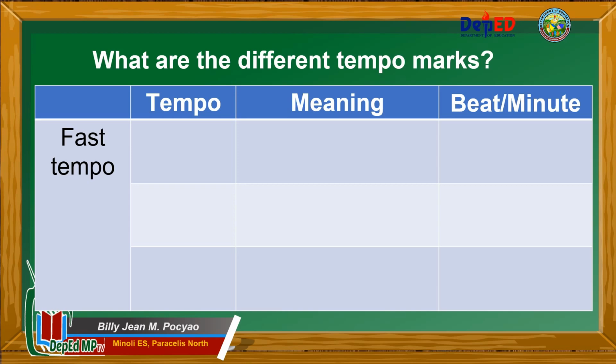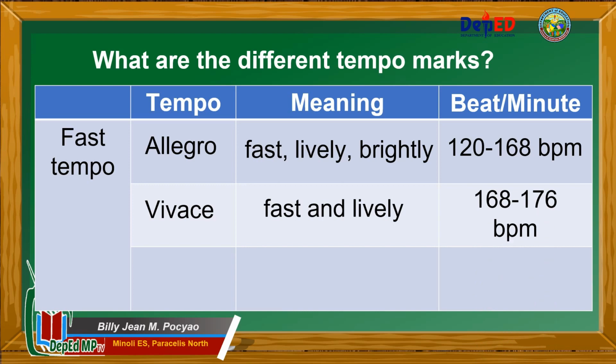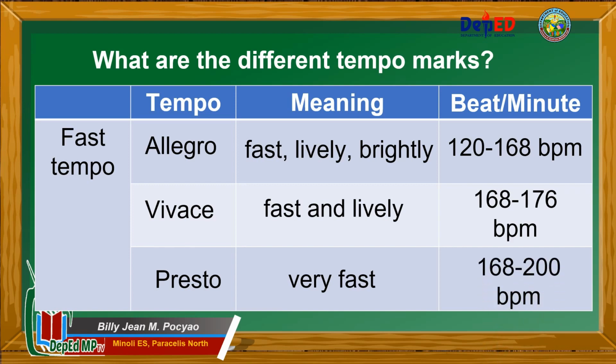We have here the fast tempo like allegro. Allegro is fast, lively, and brightly. It ranges from 120 to 168 beats per minute. Another one is vivace. Vivace is fast and lively. It ranges from 168 to 176 beats per minute. And we have presto. Presto is very fast. It imitates a sprinter's heart as quick as 168 to 200 beats per minute.